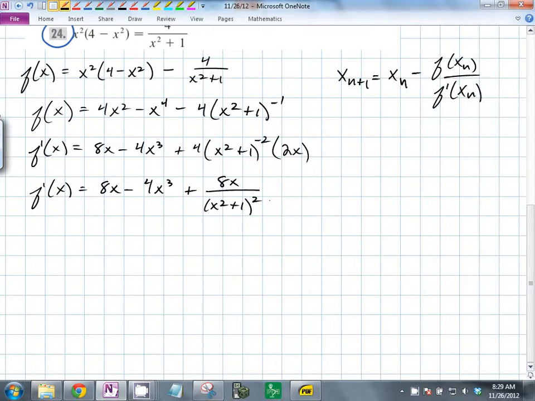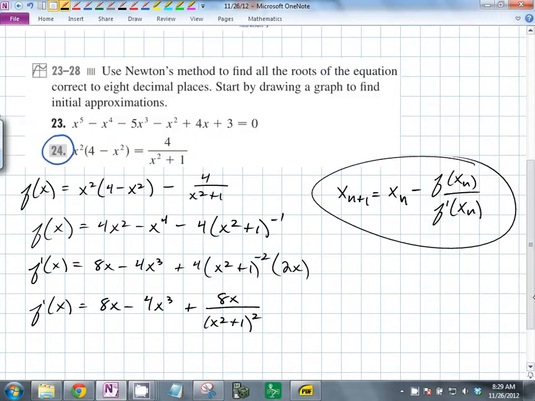Now here's the thing. We have our derivative, but what else does this call for? If we want to find xn, what's the question asking? It says, use Newton's method to find all roots of the equation correct to 8 decimal places. So you need to keep doing this until the decimal stops moving 8 decimal places down. So what do you actually need to start this, though? You need an x value to start with, right? You need an x1.